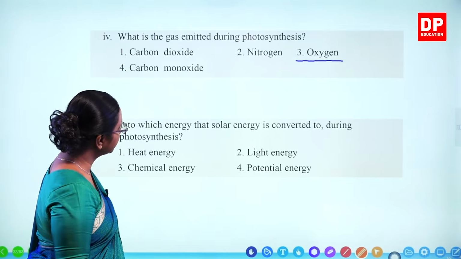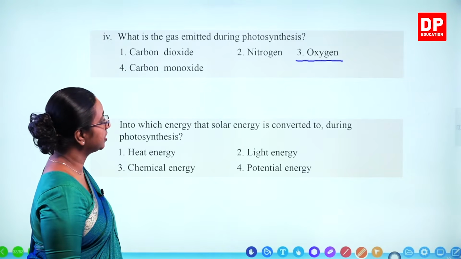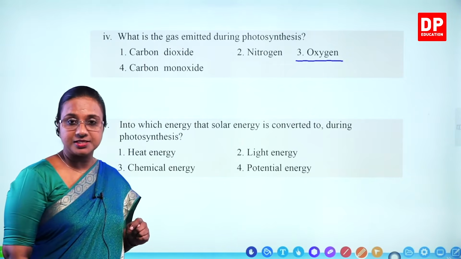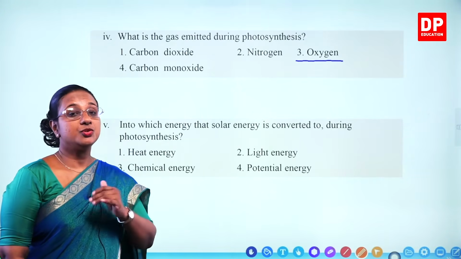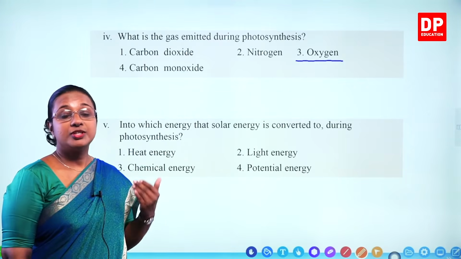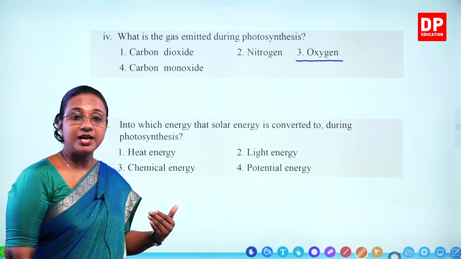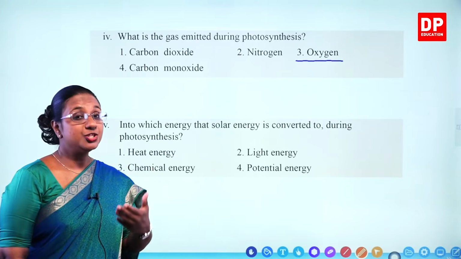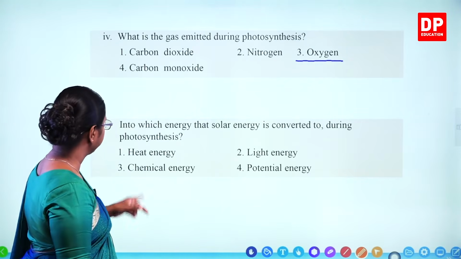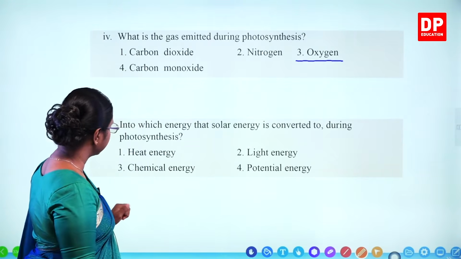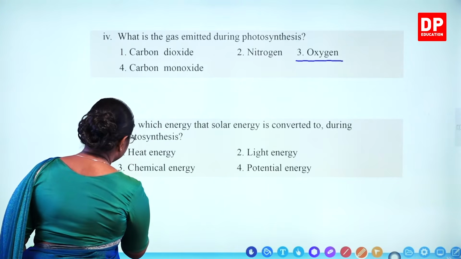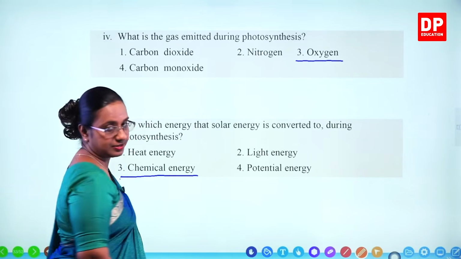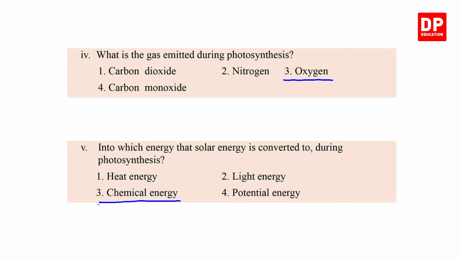Into which energy is solar energy converted during photosynthesis? You all know the energy conversion. Light energy is used to produce glucose. So, the conversion is from solar energy or light energy to chemical energy. Heat energy, light energy, chemical energy, potential energy. So, it has to be chemical energy. So, those are the answers. We will move on to the next question.